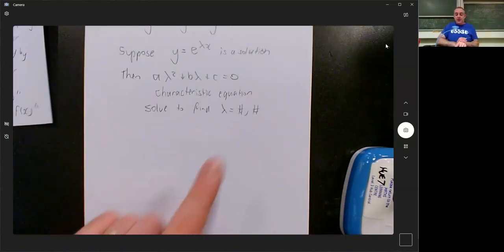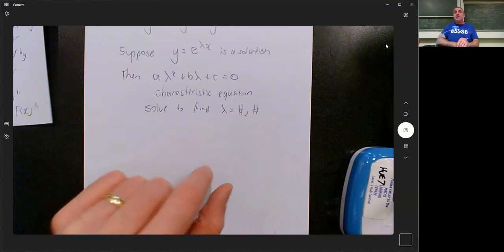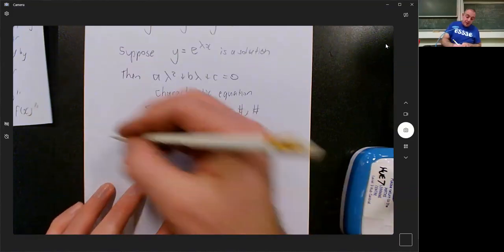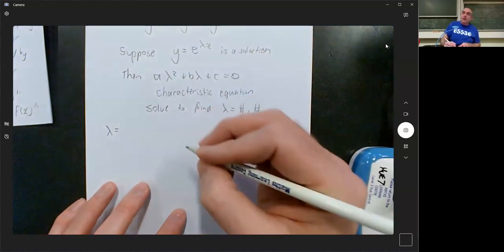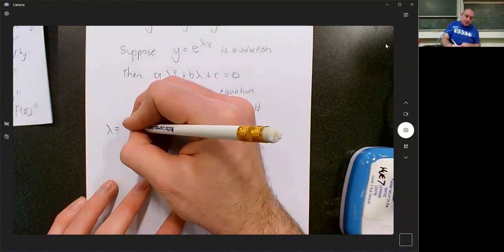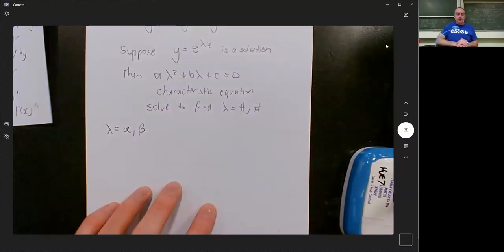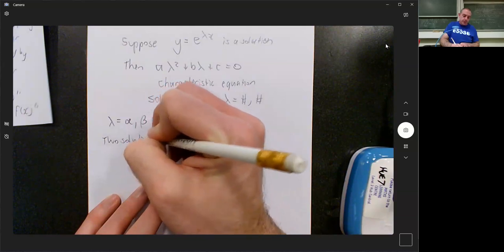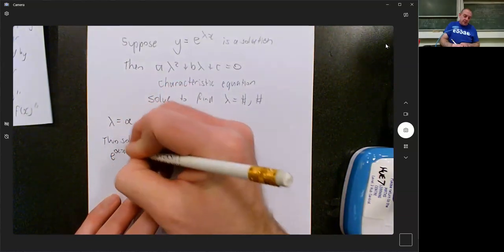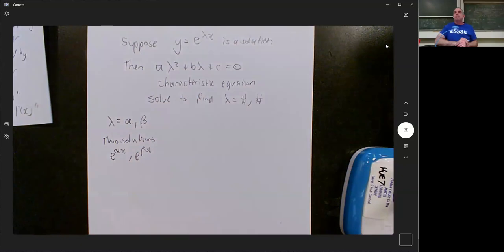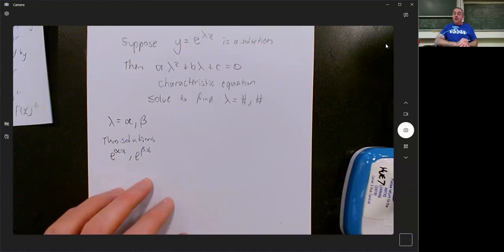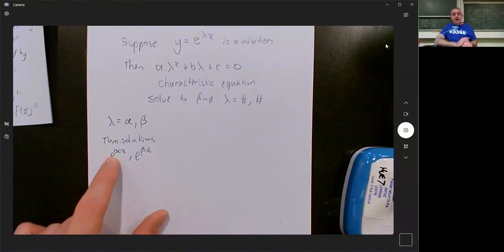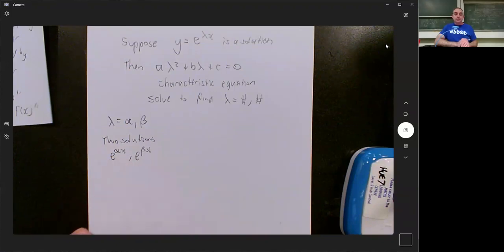So we solve them to find these two numbers, and depending on what those numbers are is how we're going to respond. So if the numbers are two completely different numbers, alpha and beta, I'm going to call them, then your two solutions are e to the alpha x and e to the beta x, or t, or whatever the variable was. And then to create your final list of all the solutions, it'll be some number times e to the alpha x and some number times e to the beta x.